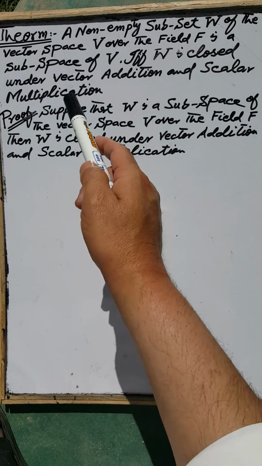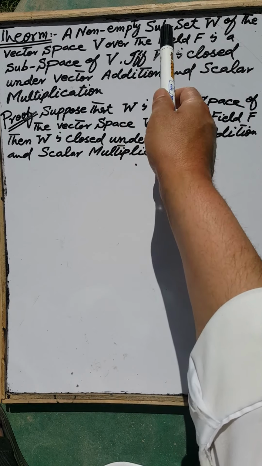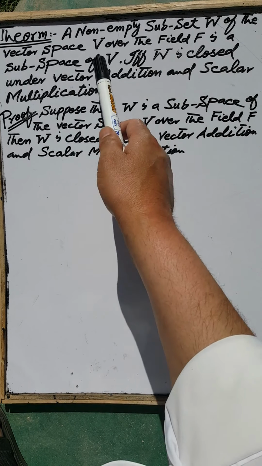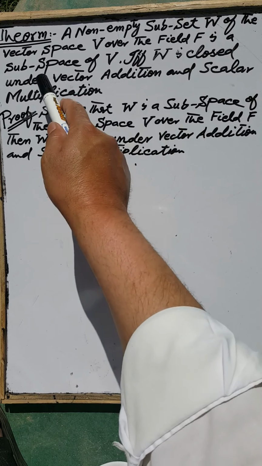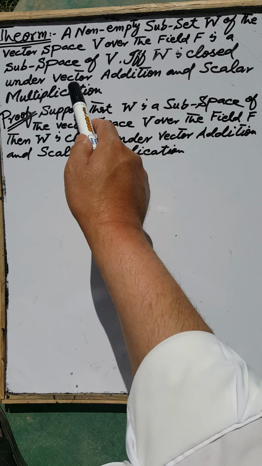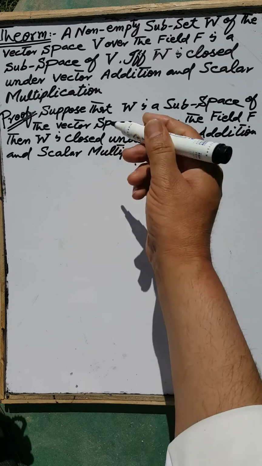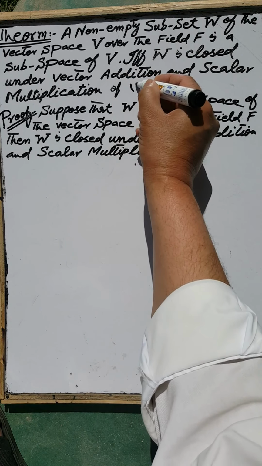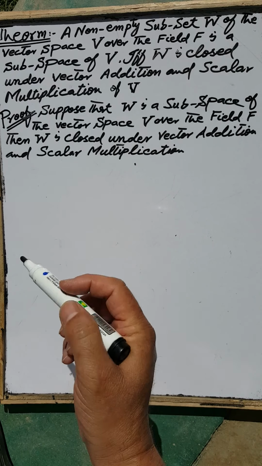Bismillahirrahmanirrahim. Now our next theorem: if W is a non-empty subset of the vector space V over the field F, then W is a subspace of V if and only if W is closed under the vector addition and scalar multiplication of the vector space V over the field F.